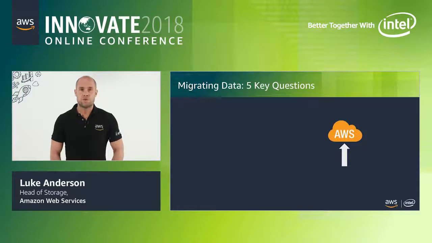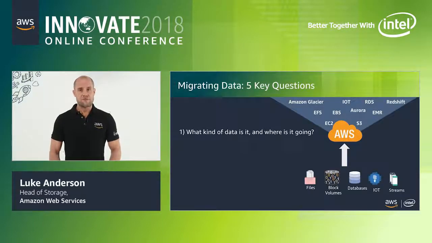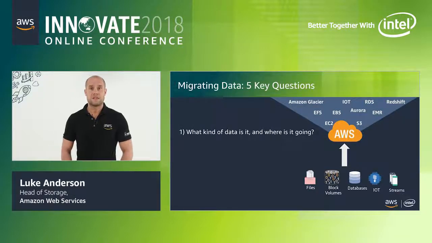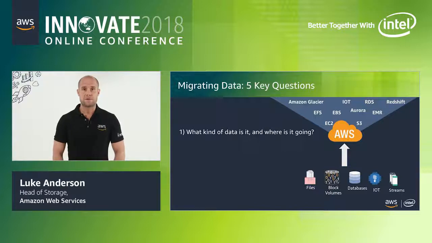So, 5 key questions to ask yourself before you start to migrate data. The first thing is, what kind of data is it? Where are you going to put it? We have database, object, and file block endpoints, so you have a lot of options to choose from, and you want to make sure that you're getting the data in the right optimal place.